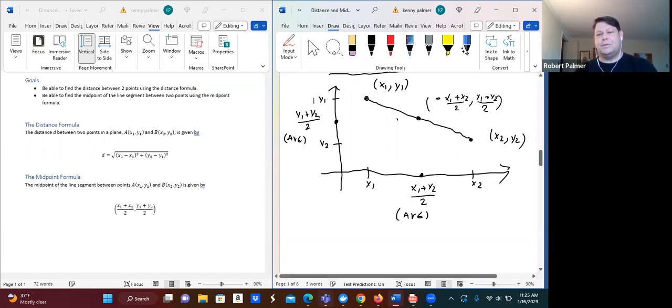For some reason, I can't seem to erase that point. Someone's going to be patient here with me. I'll get this figured out.